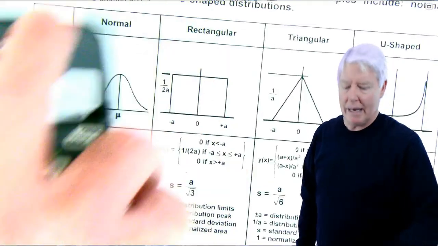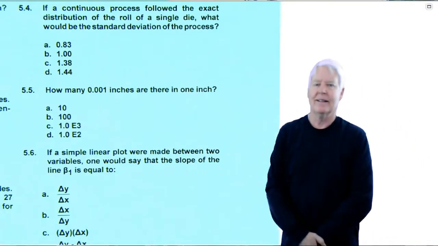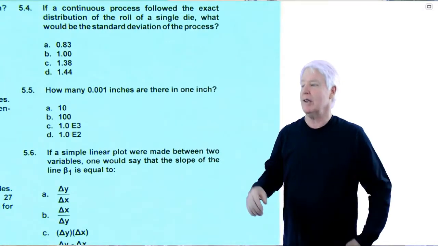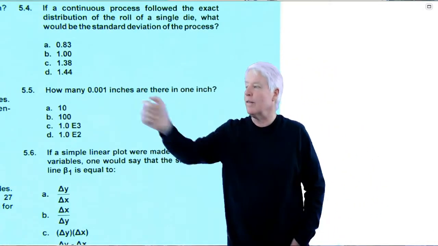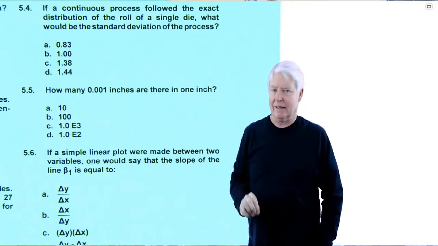Let's go back to the blue pages and make sure that's an option. All right, here we are back at the blue pages, and there's our option, 1.44 there, and that is correct.